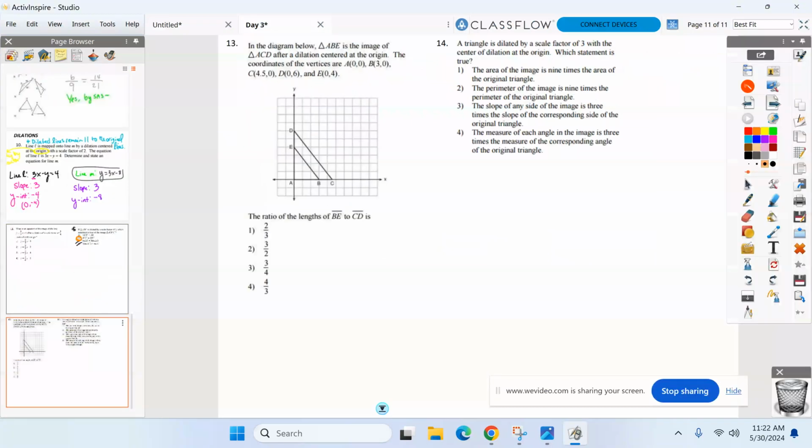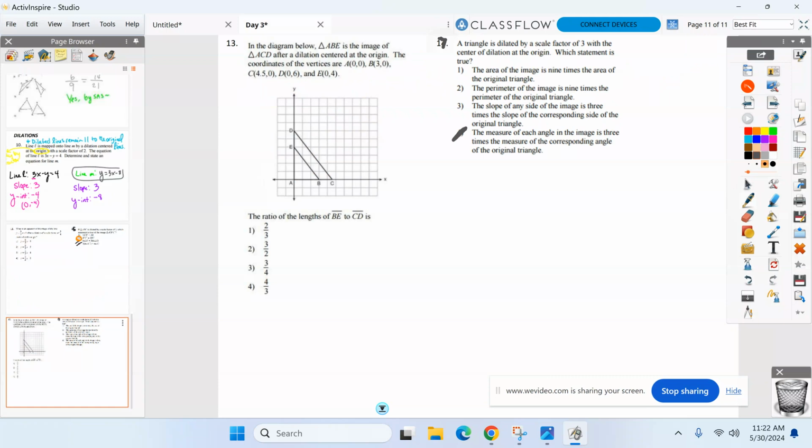All right, let's go to the last problem I have on there, number 17. Again, dilating by a scale factor of 3. Which statement is true? Can we get rid of number 4? Is that all right with everyone? I get rid of number 4. We just talked about that because the corresponding angles stay the same. All right, they're not going to increase by 3 times the amount.